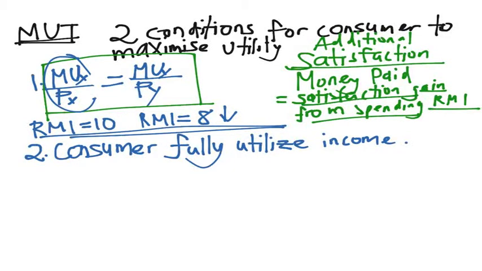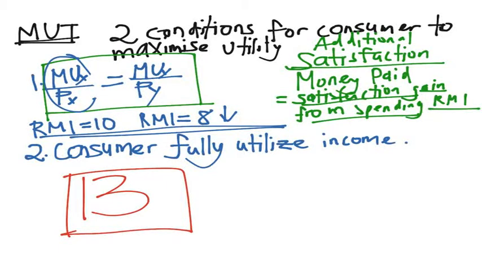Okay, now the second criterion is that the consumer needs to fully utilize his income. This makes sense, right? So for example, if the consumer has 13 ringgit income, it is very logical that the consumer will have the most satisfaction if he spends all of this 13 ringgit.